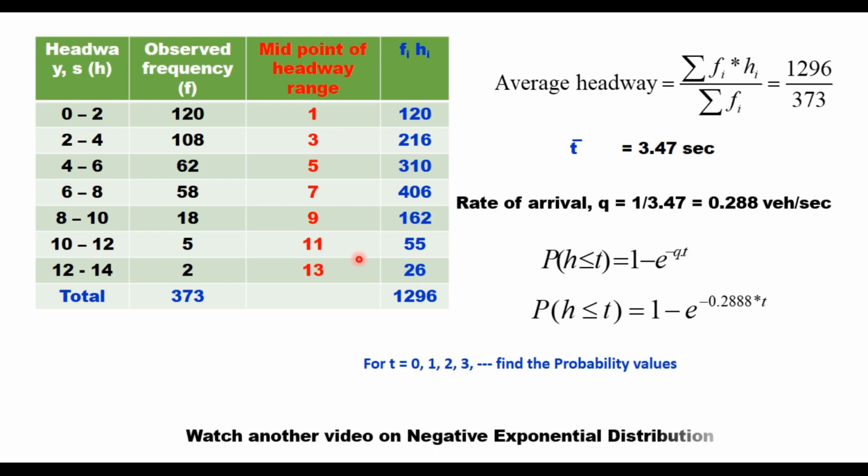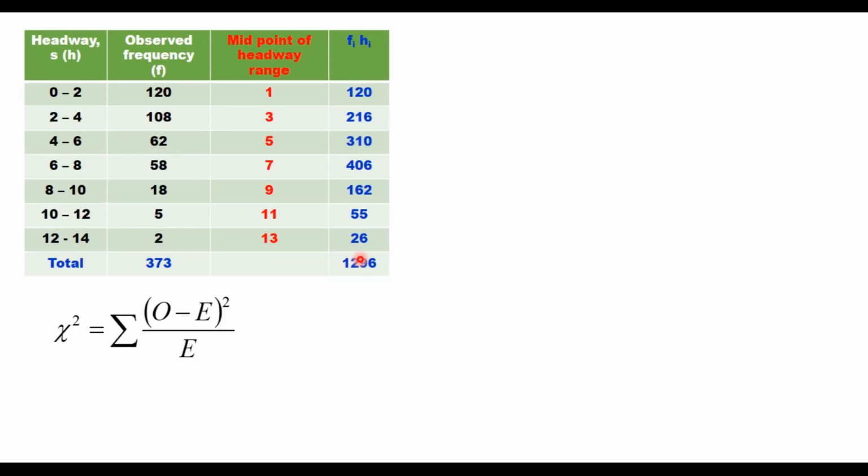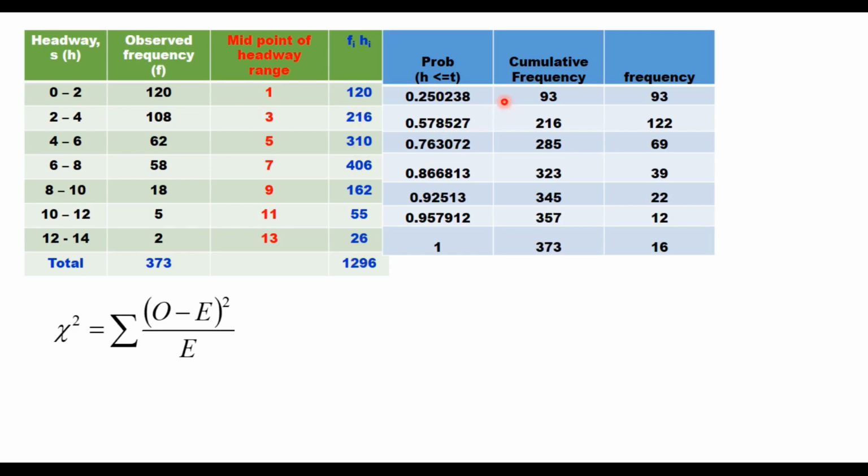And we go to the next page. Now this is the probability of headway being less than or equal to T using that equation. And if you multiply these probabilities by total number of frequency, observed frequency, you get here cumulative frequency. So if you subtract these values, 93 is taken 93, and this value is 216 minus 93, that is the frequency for a headway range of 2 to 4 seconds. So this is the expected frequency, and this is now the observed frequency.